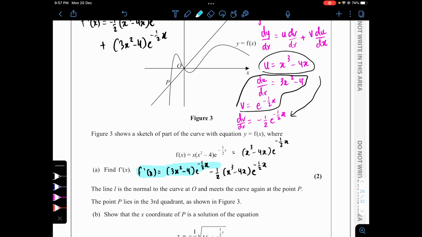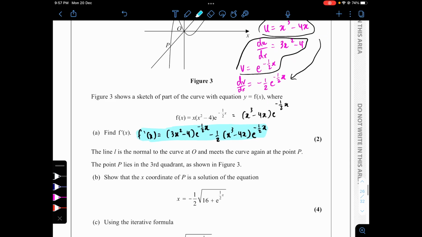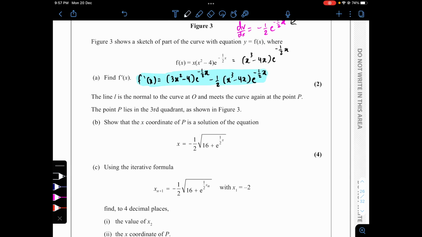You can see it's only 2 marks, so we don't need that much working out. If you know the product rule really well, you will not have to do the previous steps. You can go straight into the answer. It's fine. Then, what's the next part?